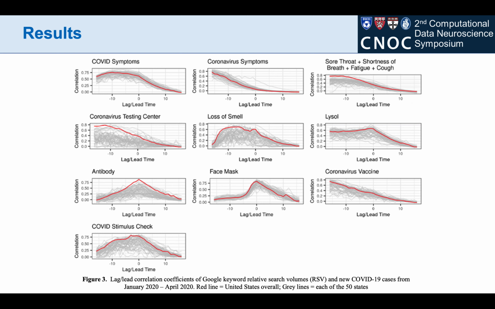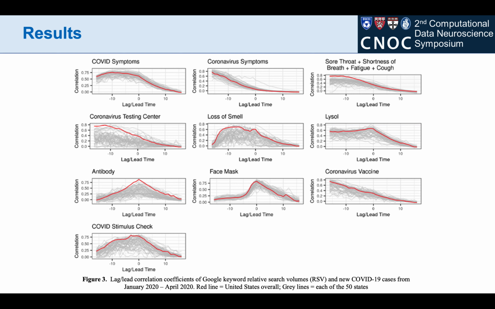We then decided to look at the correlation coefficients preceding the first case in each state, and then looking forward after the first case had already appeared. So time zero here on the x-axis indicates the first case in each state. The red line is an overall look at the United States, and each gray line indicates every single state in the United States for every single keyword. We looked at 16 days prior to the first case and 16 days after the first case occurred and looked at the correlations for each keyword and COVID-19 cases.